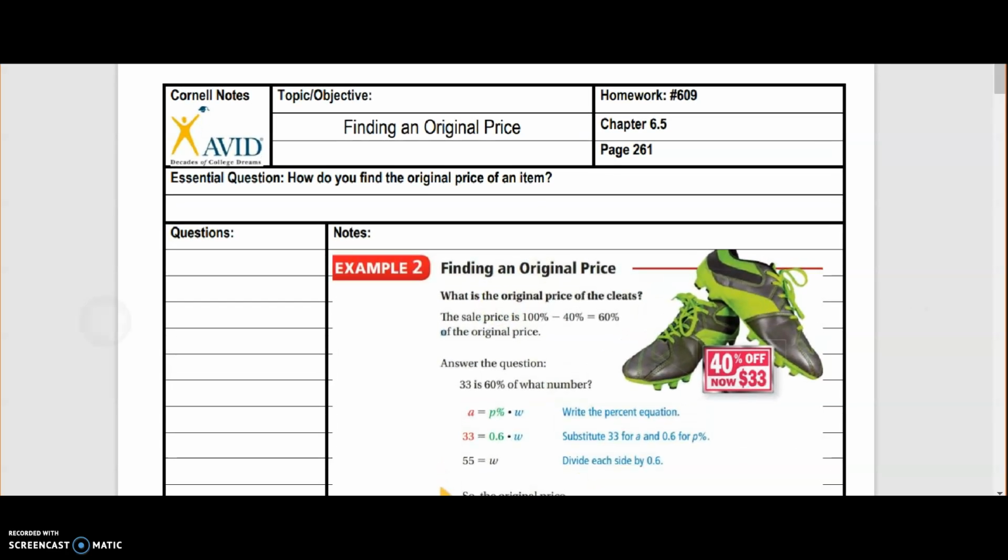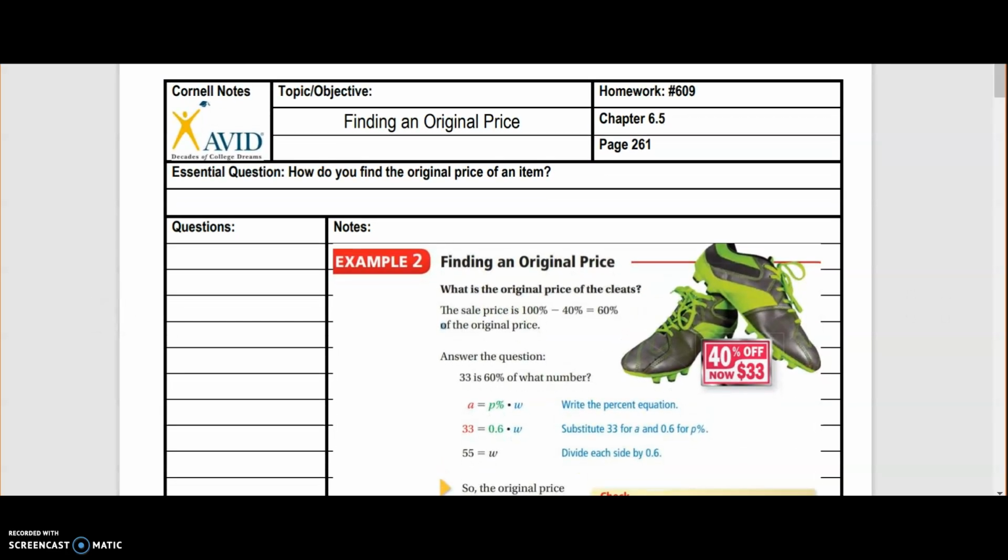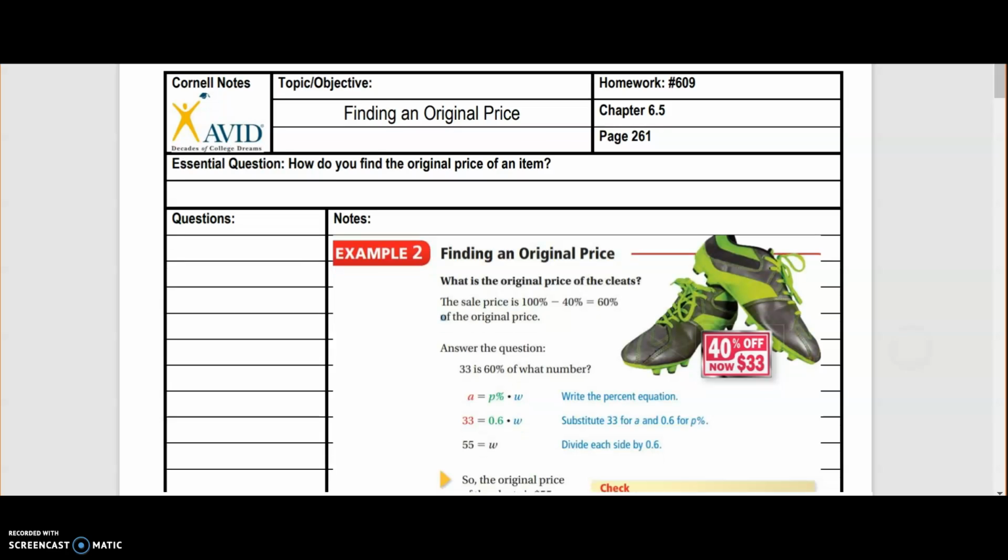All right, welcome to today's notes 609, finding the original price. So let's get started on that.